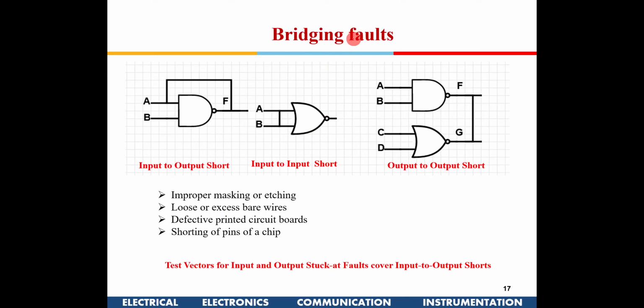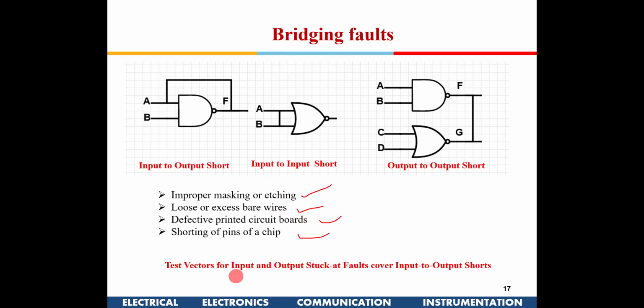Now there could be something known as bridging faults. Initially we talked about stuck-at faults. The second kind of faults is bridging faults, where the output and the input are shorted like this, or two inputs are shorted, or the outputs are shorted. These can happen because of improper masking, or during the etching process, loose wires, defective printed PCBs, shorting of pins in etching. So these things can result in these kinds of faults.